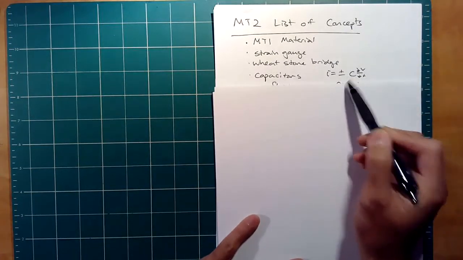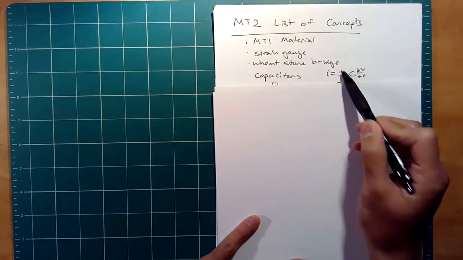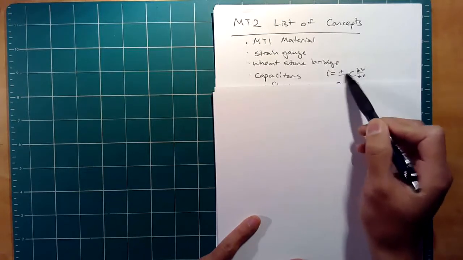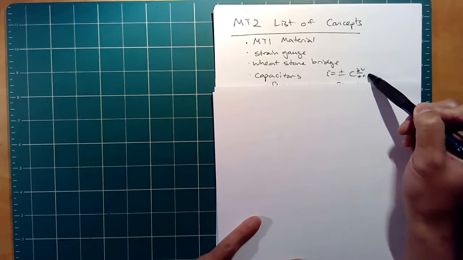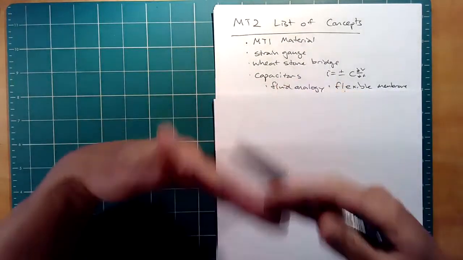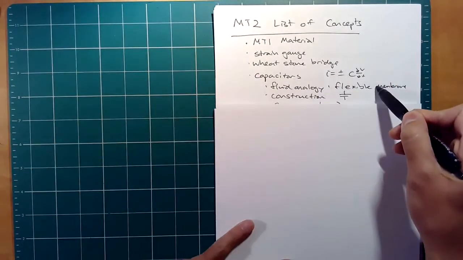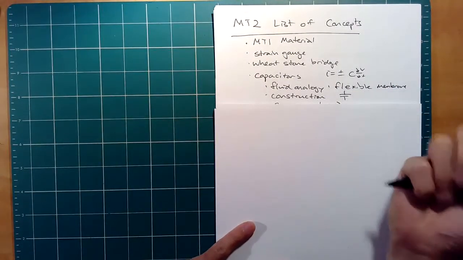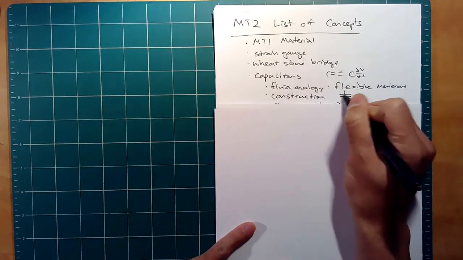Now here, capacitors, yes, very important. I equals plus or minus C dV/dt, same passive sign convention as Ohm's law and power. We have our fluid analogy. A capacitor is like a flexible membrane, all right? The construction is just two parallel plates. So a plate like this and a plate like that.